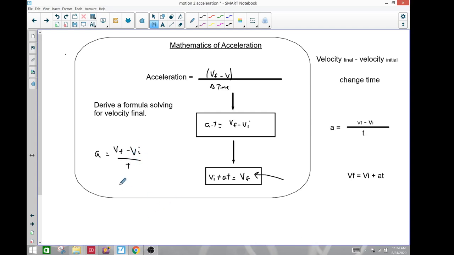Sometimes I substitute a different variable for Vf, which is just Vt, which means the velocity at a certain time. It's the velocity at that time. I kind of like that better: velocity initial, and velocity at this time.